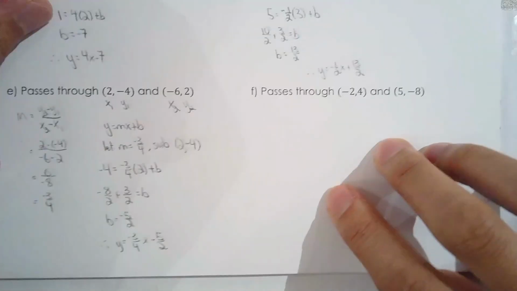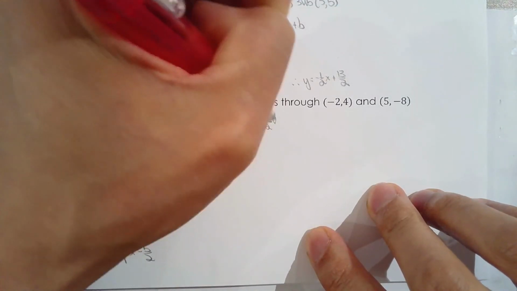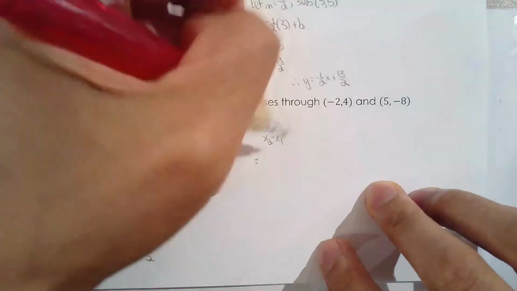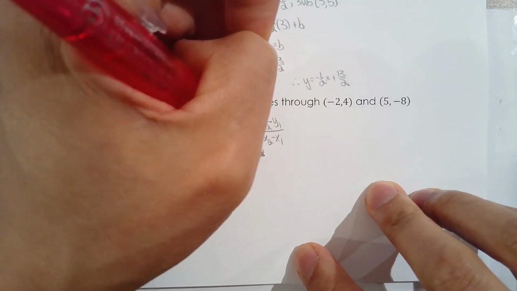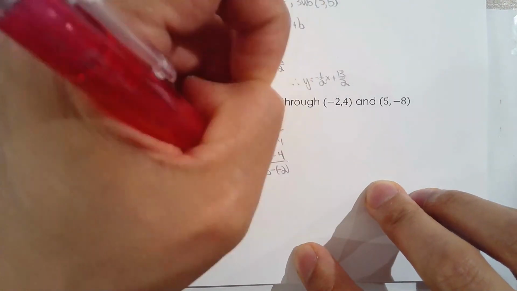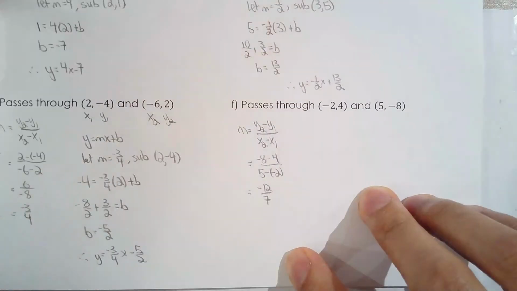Alright, so here, once again, let's find the slope. You can start off by writing the formula if you want. And I'm just going to jump into it. I'm not going to label the points. But if you feel more comfortable doing that, go right ahead. No difference. So -12/7. Alright, that's my slope.